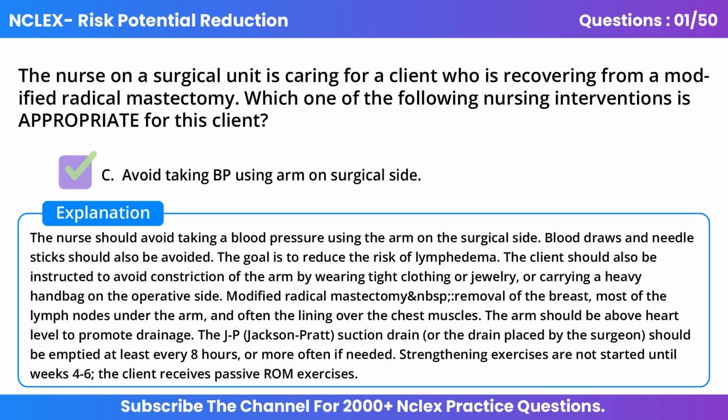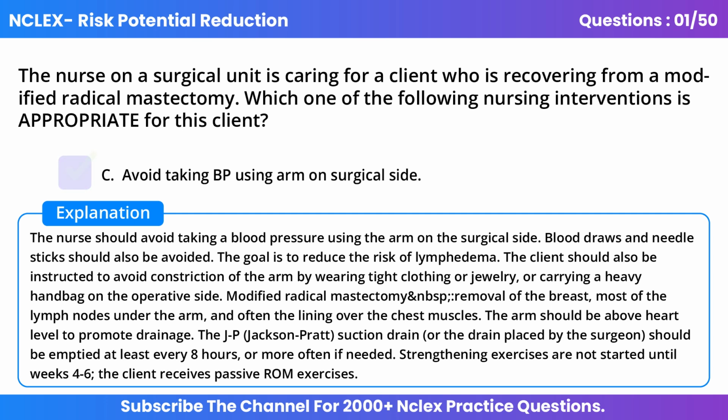The nurse should avoid taking a blood pressure using the arm on the surgical side. Blood draws and needle sticks should also be avoided. The goal is to reduce the risk of lymphedema. The client should also be instructed to avoid constriction of the arm by wearing tight clothing or jewelry, or carrying a heavy handbag on the operative side.